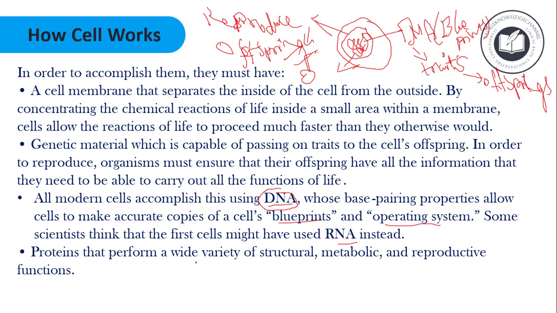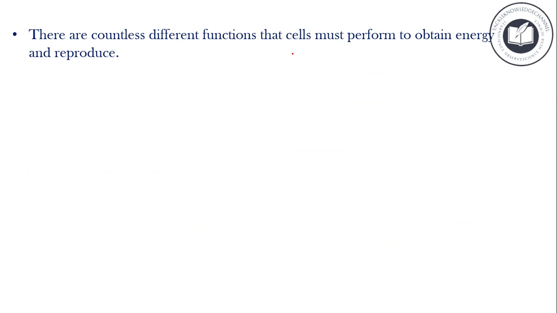Proteins perform a wide variety of structural, metabolic and reproductive functions. As we know, the cell also contains proteins, right? These proteins are going to perform a wide variety of structural, metabolic and reproductive functions of the cell. There are countless different functions that cells must perform to obtain energy and reproduce. These functions are countless, which they are performing to obtain energy and reproduce the cell.